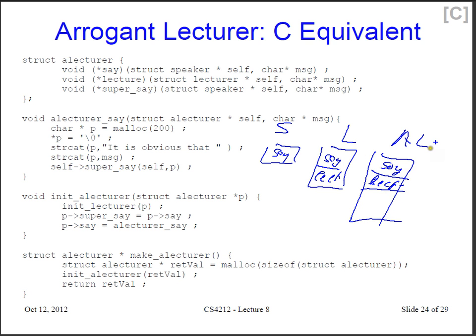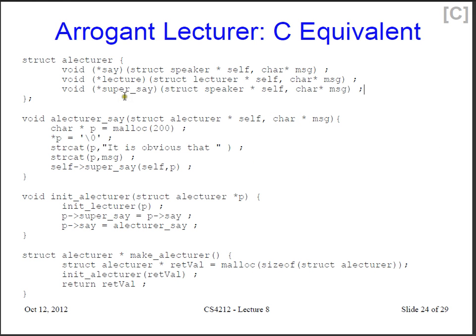So we can always view an arrogant lecturer as either a lecturer or a speaker, right? Because if we convert a pointer to an arrogant lecturer into a pointer to a lecturer, the pointer to a lecturer will see only these two fields, right, which are compatible with the lecturer. There's a say and there's a lecture field, right? And then if the lecturer gets converted to a speaker, they're also compatible, right? When the lecturer is converted into a speaker, only the first field of the lecturer is visible, which is compatible with the speaker.